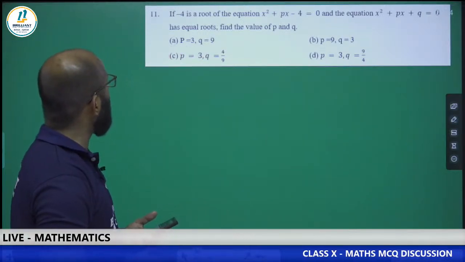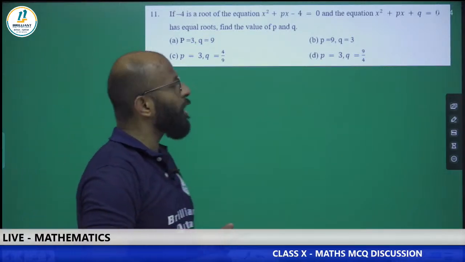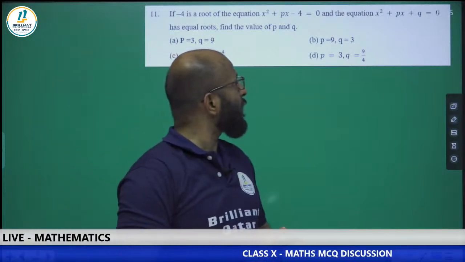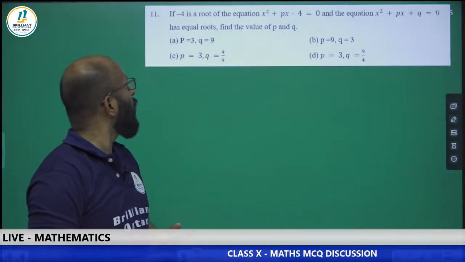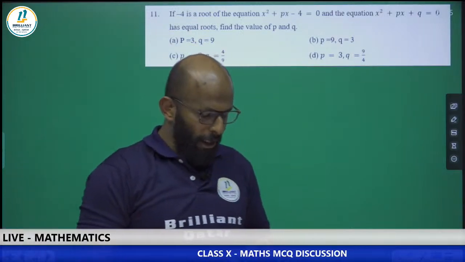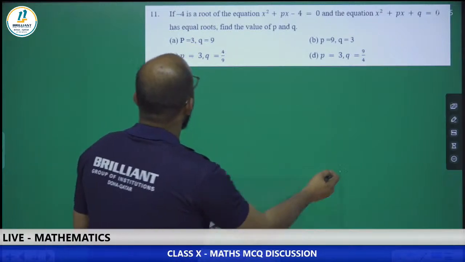So first one will be the first. If minus 4 is a root of the equation x square plus px minus 4 is equal to 0, and the equation x square plus px plus q is equal to 0 has equal roots, find the values of p and q.